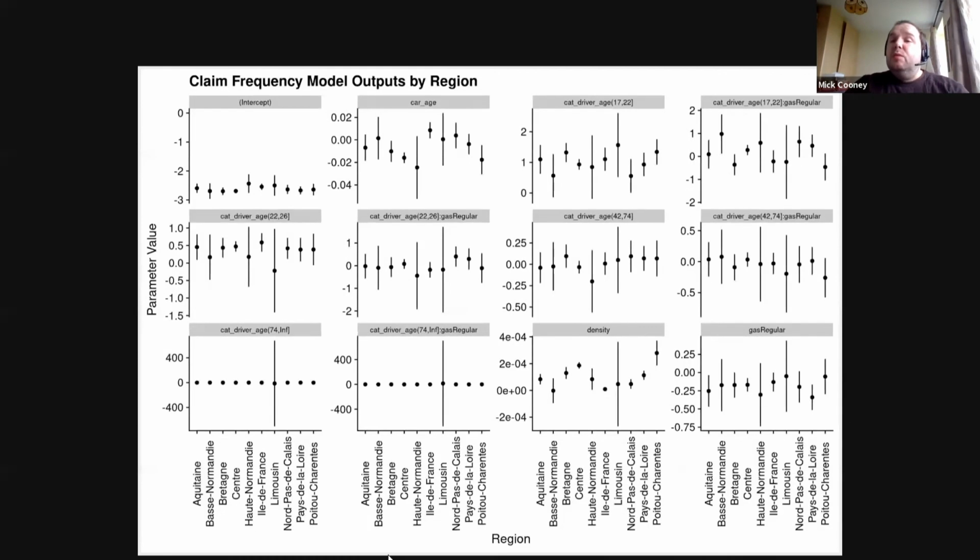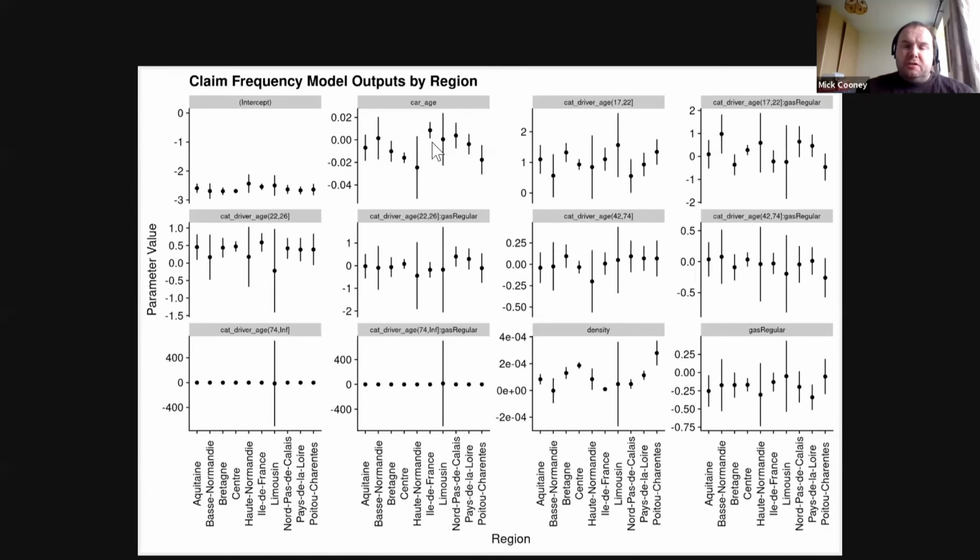So we can see here we've split by the different regions, and we've plotted the intercept, which changes a bit. There's a fair bit of variance within the car age, and we're even getting quite a bit of discrepancy. And the reason why this is very useful is because it's very, very simple to do.